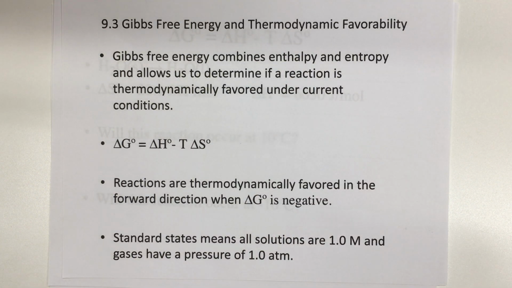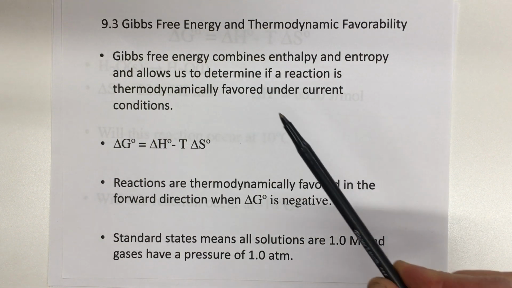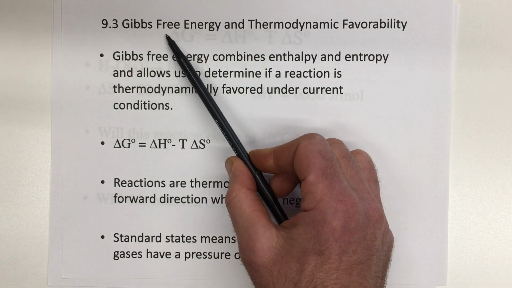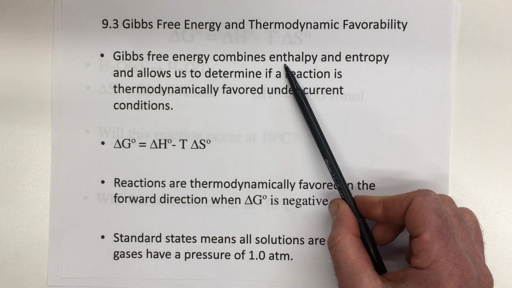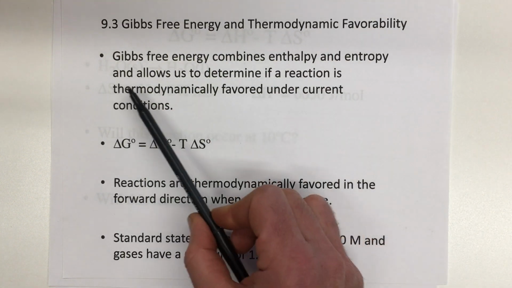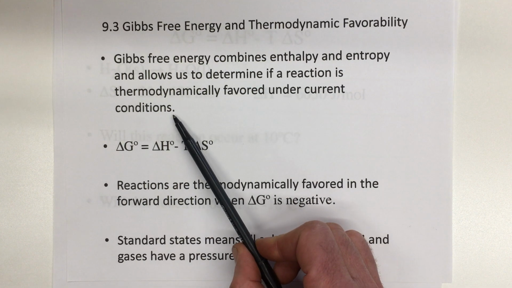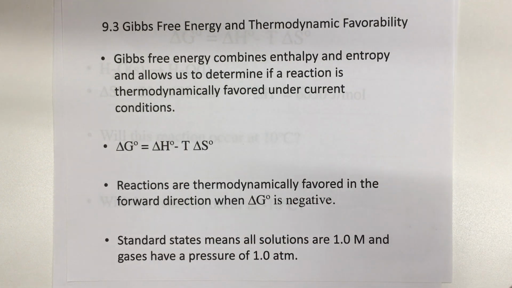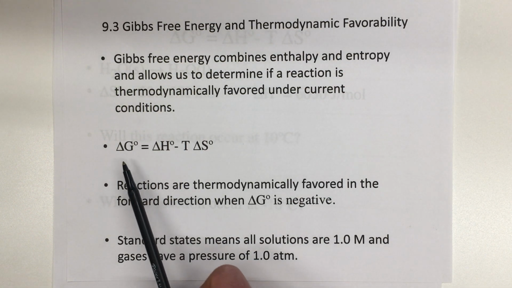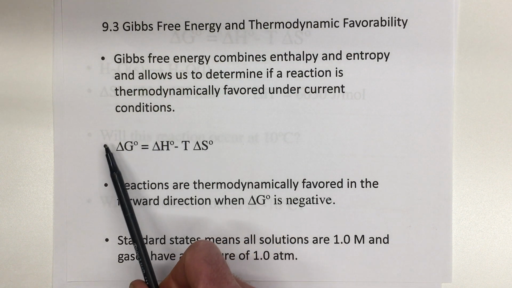And the reason we do that is because the enthalpy and entropy change of a reaction will determine if the reaction proceeds in the forward direction under certain conditions. So we put those together into a concept called Gibbs free energy, and it combines enthalpy and entropy. It's going to help us determine if a reaction will be thermodynamically favored under those conditions. So at a particular temperature, will a reaction proceed in the forward direction, or if it doesn't, it'll proceed in the reverse direction. So the most important equation in this section is this one.